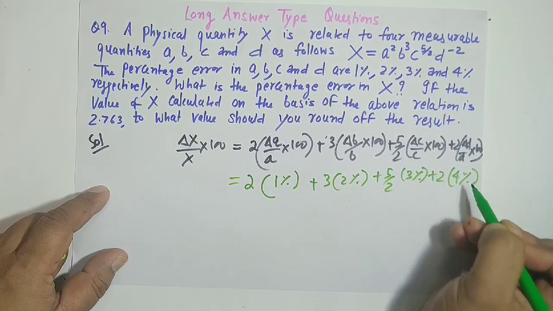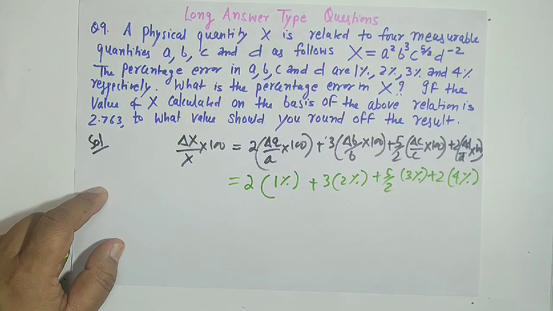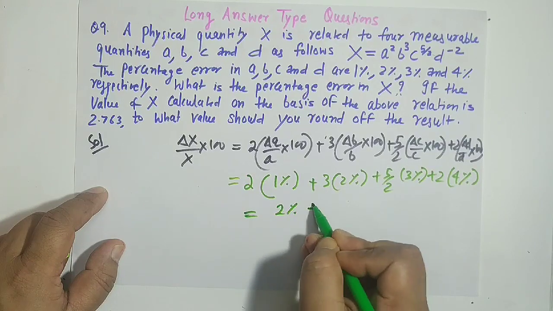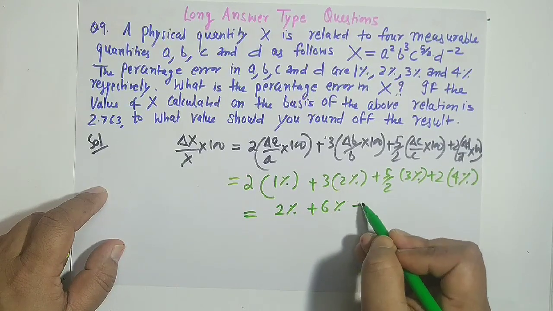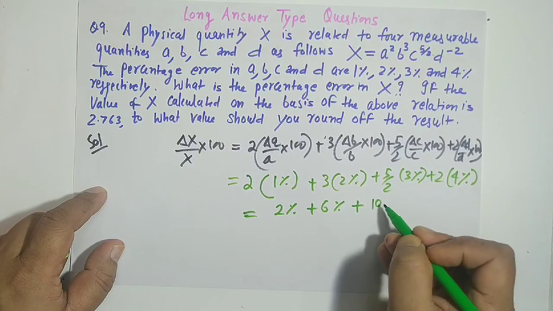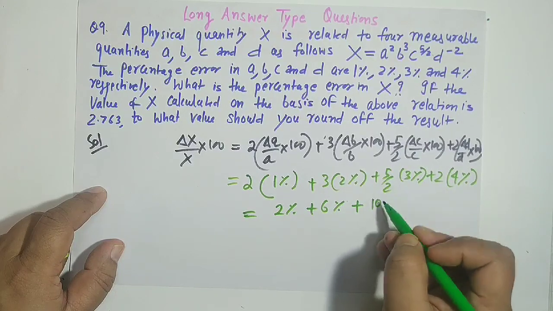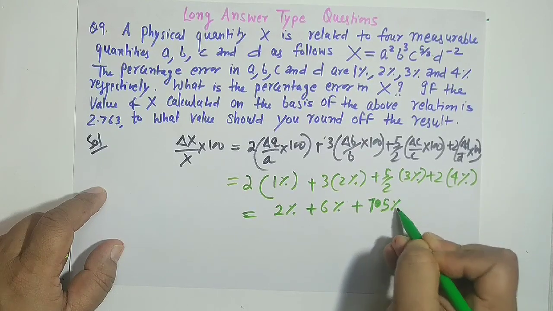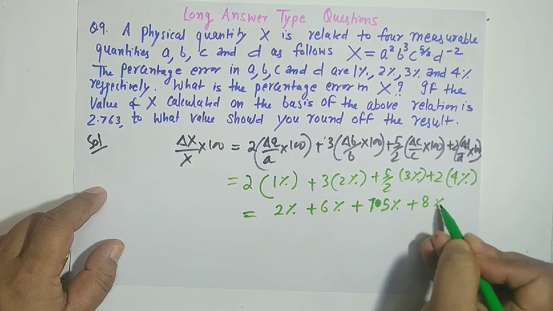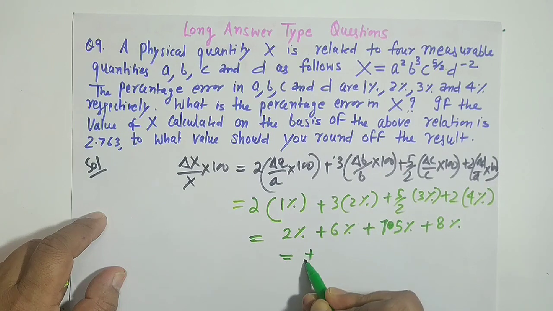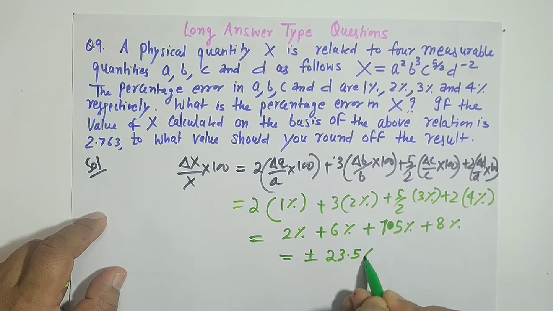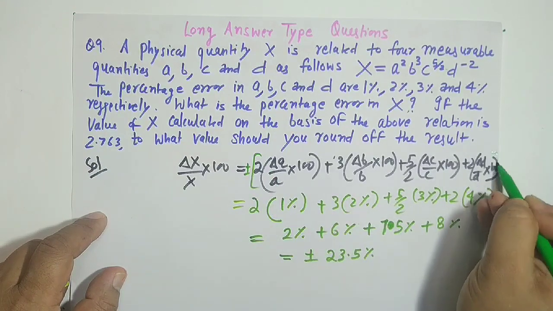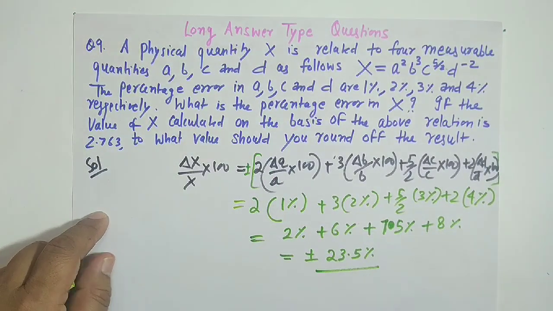If you calculate it, entirely, it is 2%, 6%, and then it is 15 by 2, so I can write 7.5%, then 8%. So plus minus, I'm going to write, 23.5%. Are you getting it or not? So for this relation, this is the error.